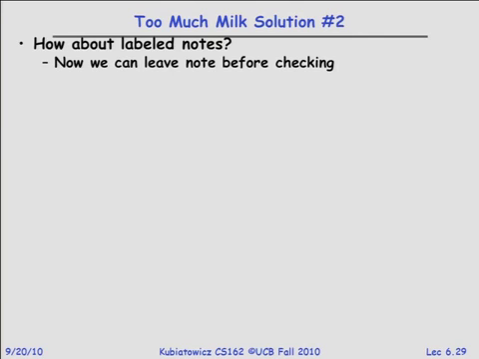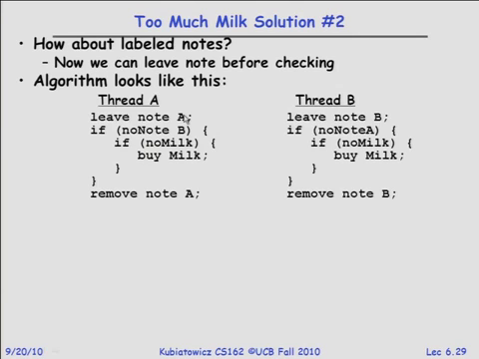So here we have, now we're going to start differentiating the threads. So thread A and B do different things. Thread A leaves note A, says if there isn't a note B, then we say if there's no milk, buy milk, and then remove note A, and thread B does the same thing. Okay? Does this work?